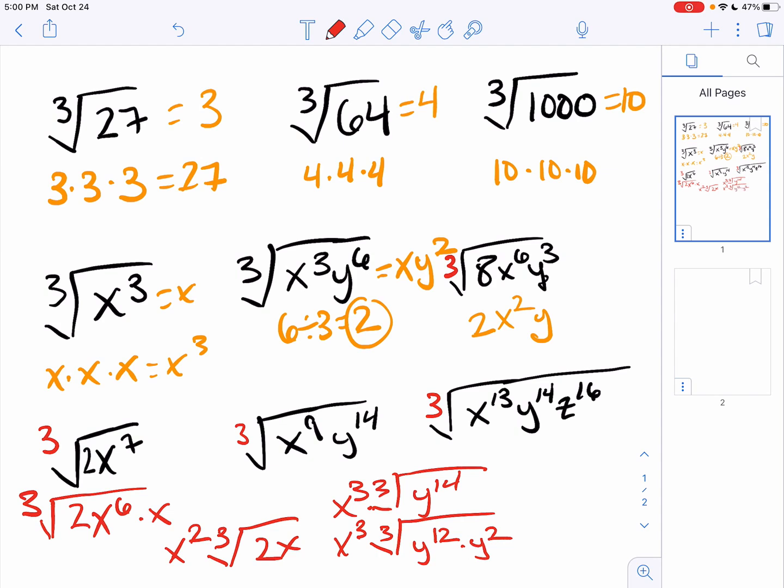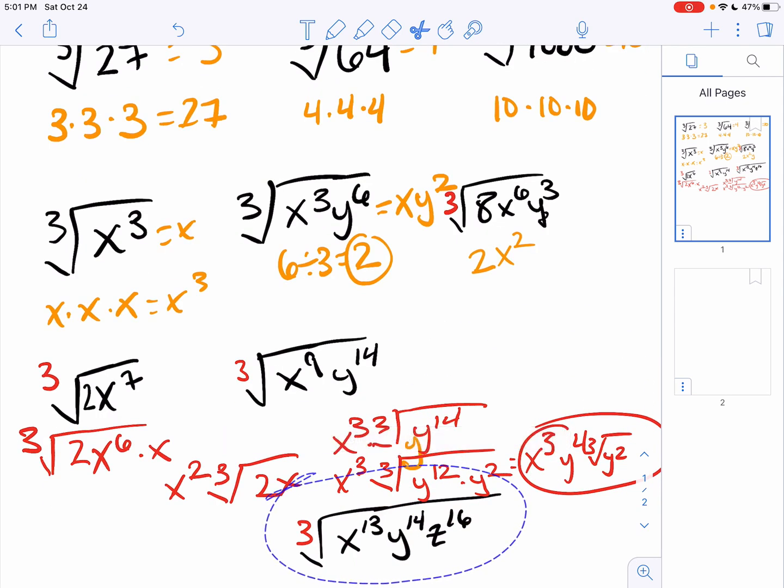Because don't forget, when we multiply two things with the same base, we add the exponents. So 12 is divisible by 3. So 12 divided by 3 is 4. So y to the fourth comes out, and the cubed root of y squared stays. So what we have at the end, our final answer, is x to the third, y to the fourth, cubed root of y squared, because we cannot do anything else with this. And for the last one.